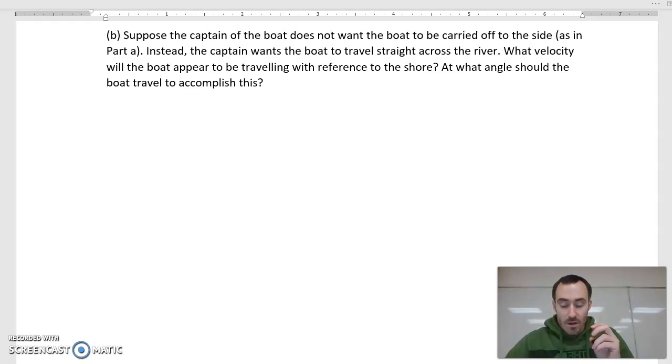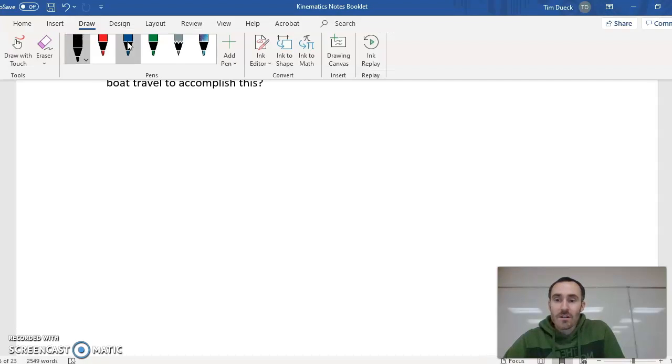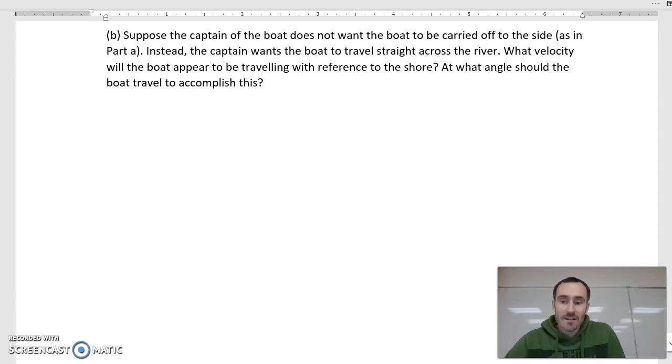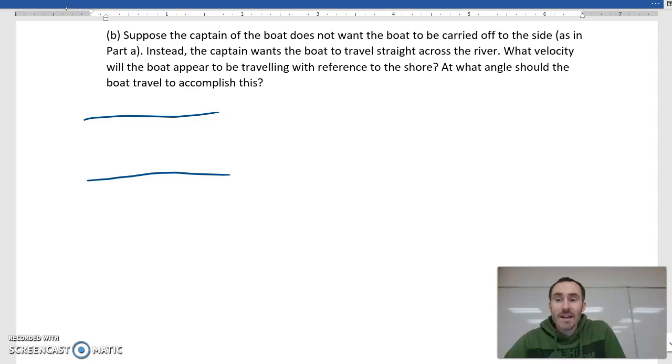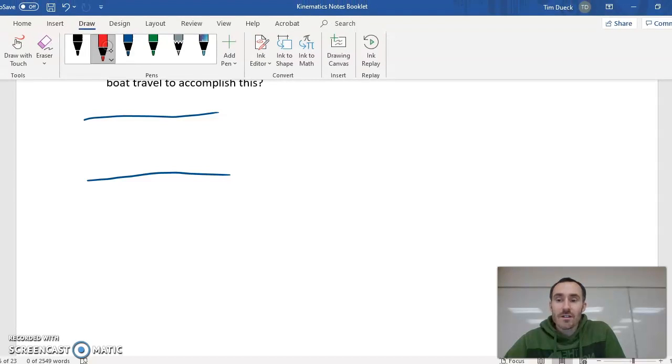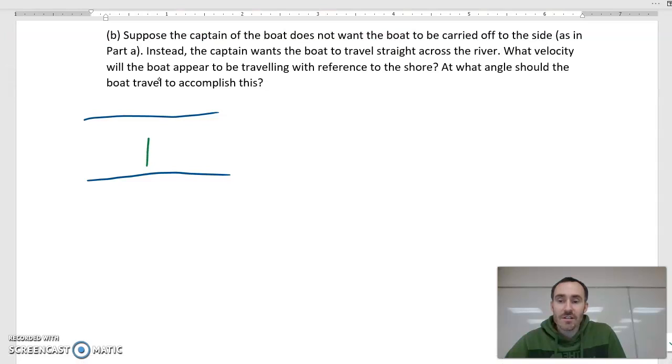Okay, so this one is a little bit different, but it still has everything to do with vectors. So let's take our river diagram again. Here's the river. And now we want our final vector. Let's make it red. Let's make it green. We want our final vector to be like this.